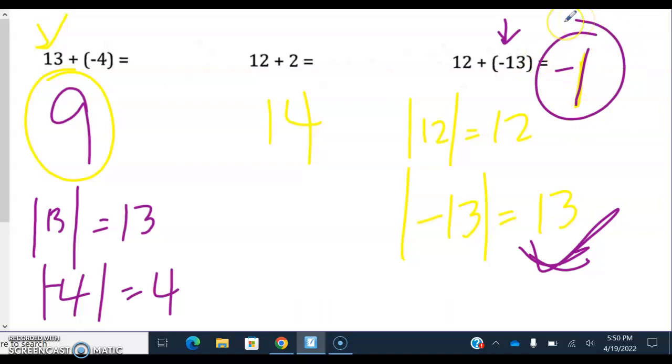And that's like saying we were ahead 12 yards, and we got pushed back 13 yards. We're behind 1 yard, back 1 yard.